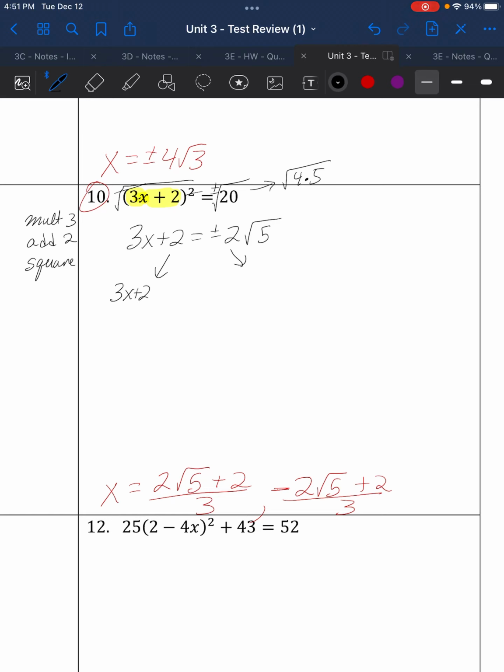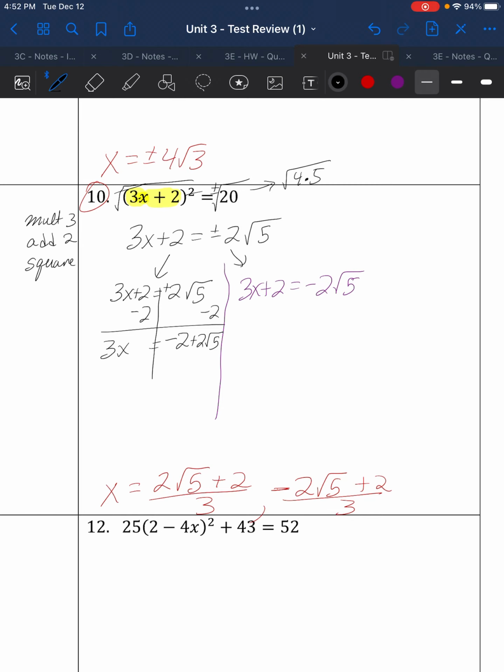Okay, we have two problems here, or two different equations that we need to write. We have 3x plus 2 equals a positive 2 square root of 5. And let me write this in a different color. We have 3x plus 2 equals a negative 2 square root of 5. So we do have to solve both of these. Similar steps. So subtract 2, subtract 2. My answer has the 2 in the back, I'm going to put it in the front. So negative 2, and this is a positive 2, so plus 2 square root of 5.